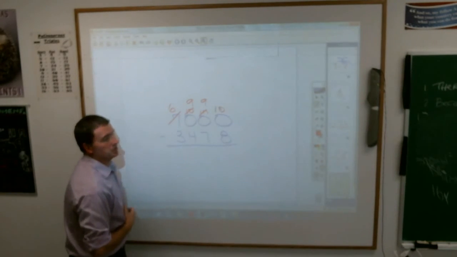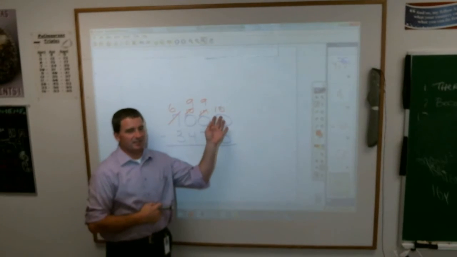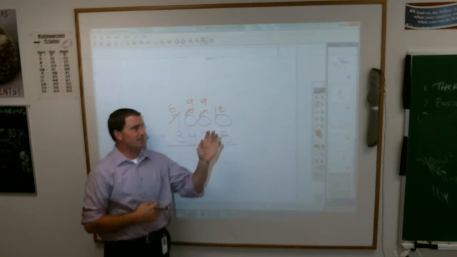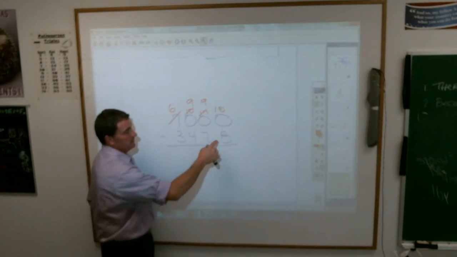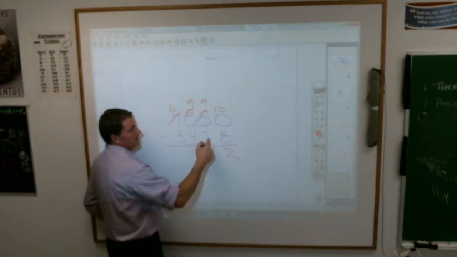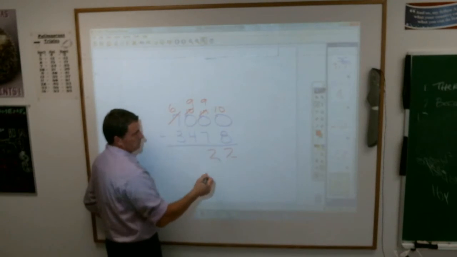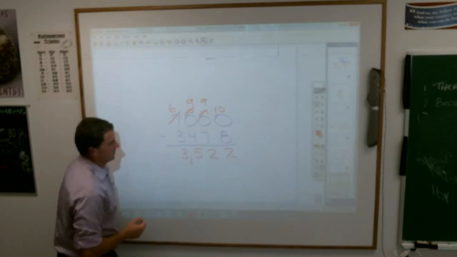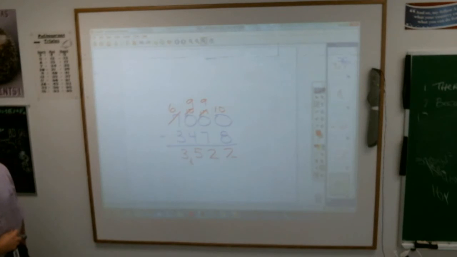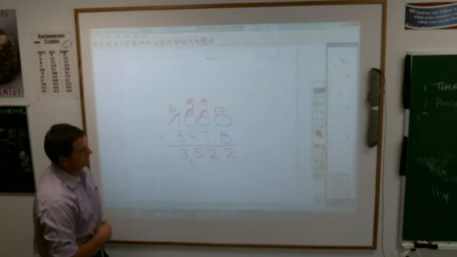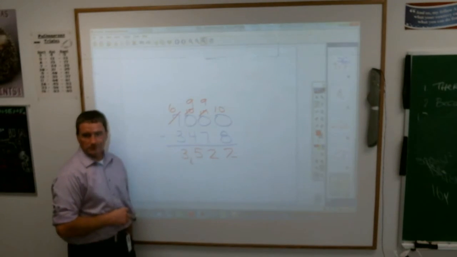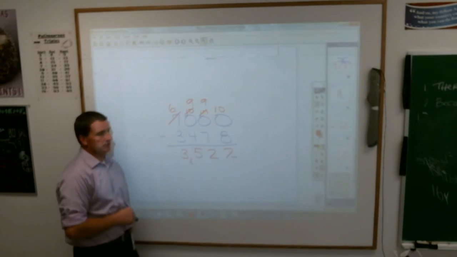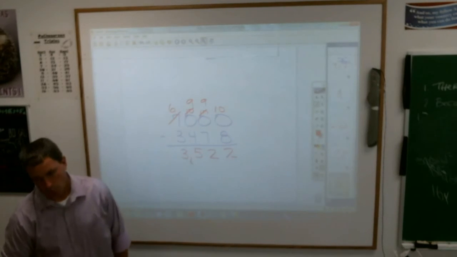Now some people get in such a habit of changing things to 9s that they put a 9 there. I've seen all sorts of things, but that doesn't happen because you don't need to borrow from that 10. It is 8 from 10 is 2. 7 from 9 is 2. 4 from 9 is 5. And 3 from 6 is 3. 3,522. Yes? How many people got that? If you didn't get it, do you see where your error is so that it doesn't happen one more time?